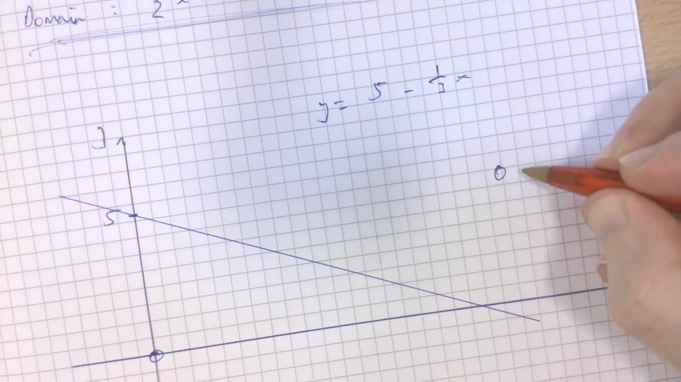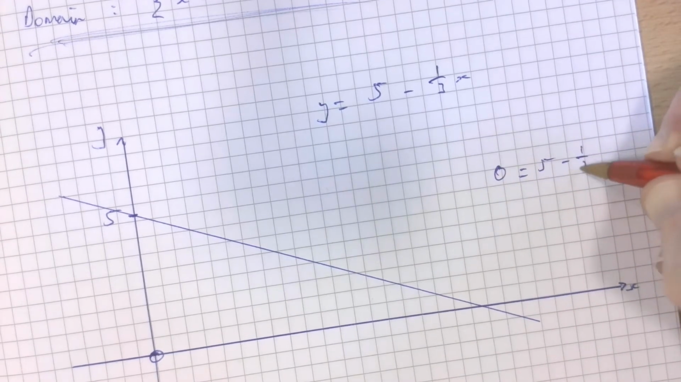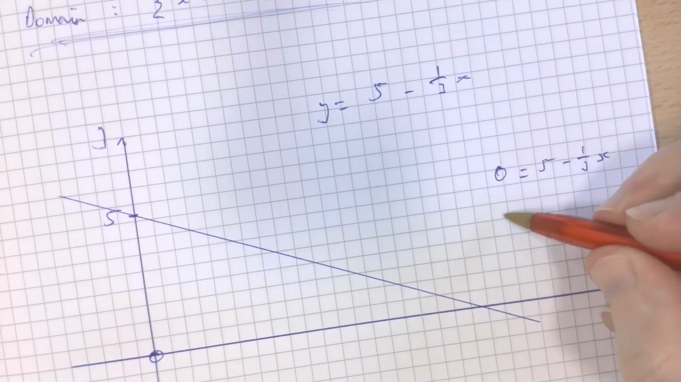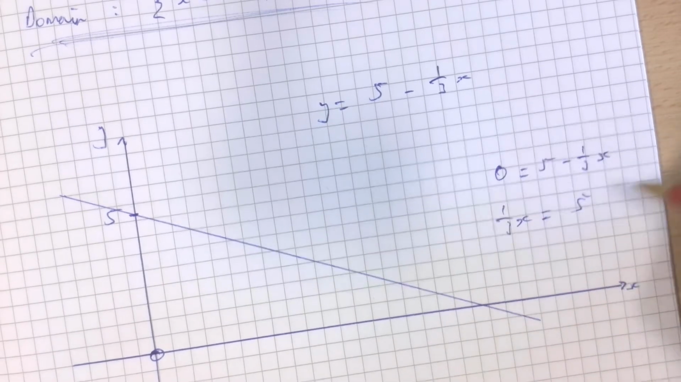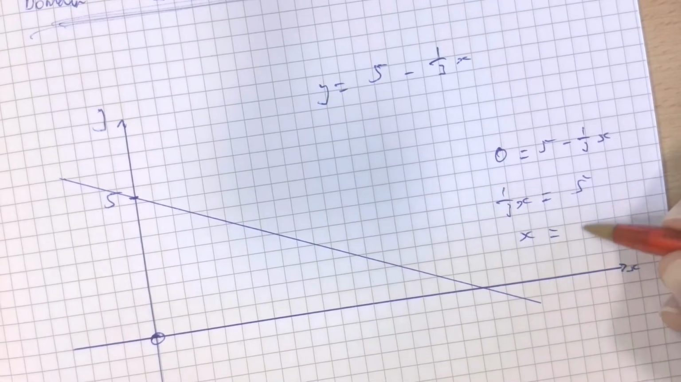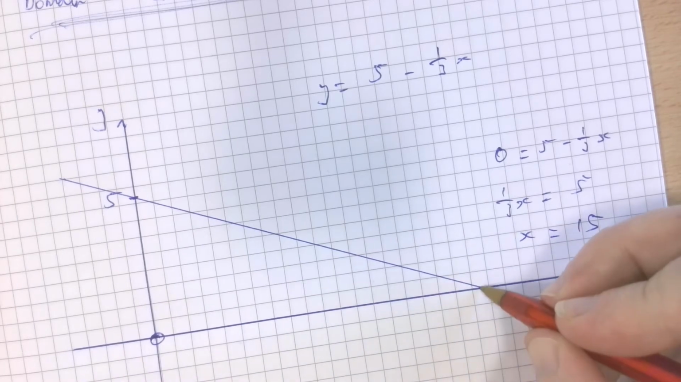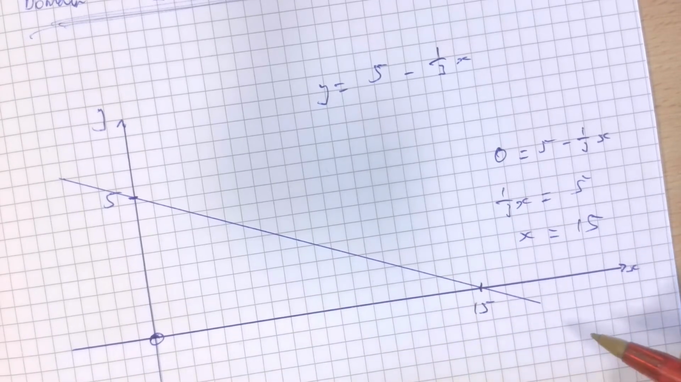In other words, 0 equals 5 minus 1/3 of x. What does x have to be? Well, that means 1/3 of x equals 5, so times both sides by 3. x is going to be 15. So the x-intercept is 15.